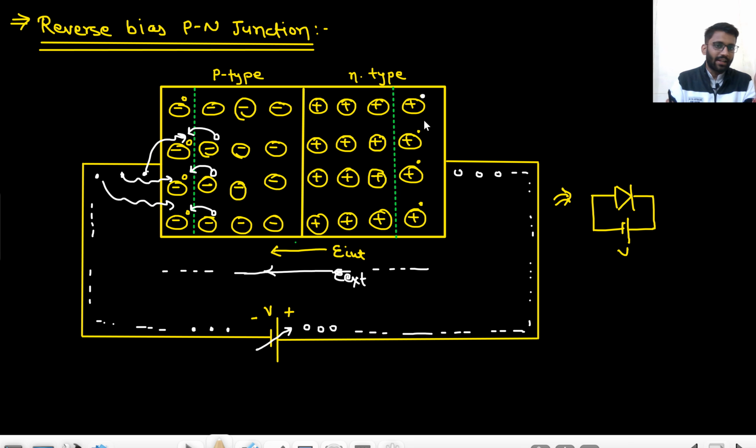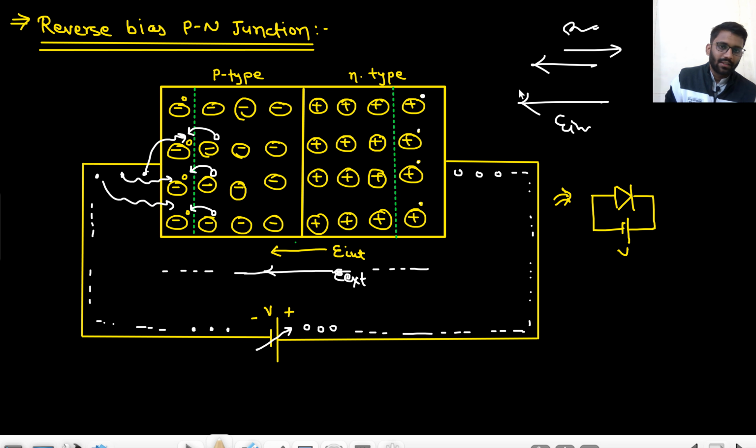Now this electron is trying to move there, but the applied electric field is in this direction, so it will give a force in this direction. So just stay there, they will just stay there. Okay, same with the holes. Internal electric field is in this direction, holes will try to go there, but it will give the force in this direction, so they will just stay there.